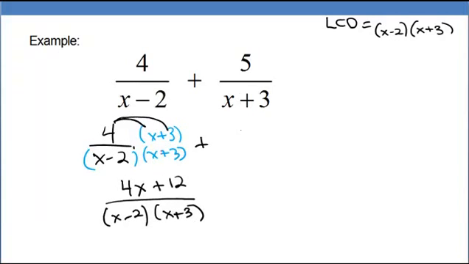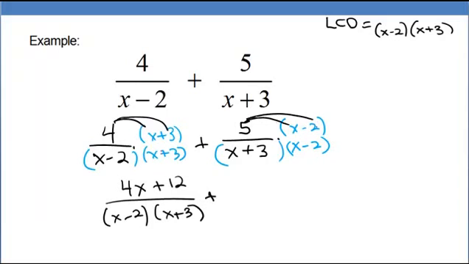All right, now we'll bring down the next fraction, 5 over x plus 3. Check the denominator to see what's missing. So we have the x plus 3. It needs the x minus 2. Put it on, numerator and denominator. And so we will simplify on the numerator. So we'll distribute that 5. So we'll have 5x minus 10 over x plus 3 times x minus 2.